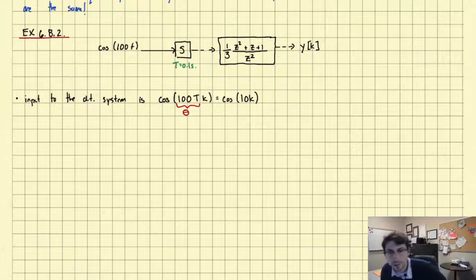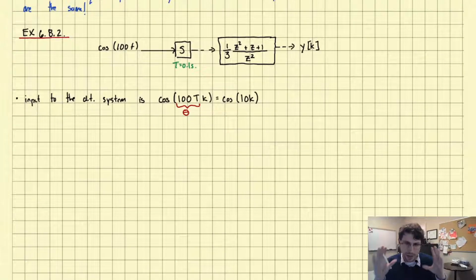Okay, so we want to figure out the response to this input. Now, in this case, we could just plug e to the j 10 into the transfer function, and we could get the magnitude and the phase of that complex number, and we'd be done. But what we're going to do is comment that in the notes, in this example, you're given, graphically, the magnitude response and the phase response of this system. But you're only given it for the range between negative pi and pi, or maybe 0 and pi.